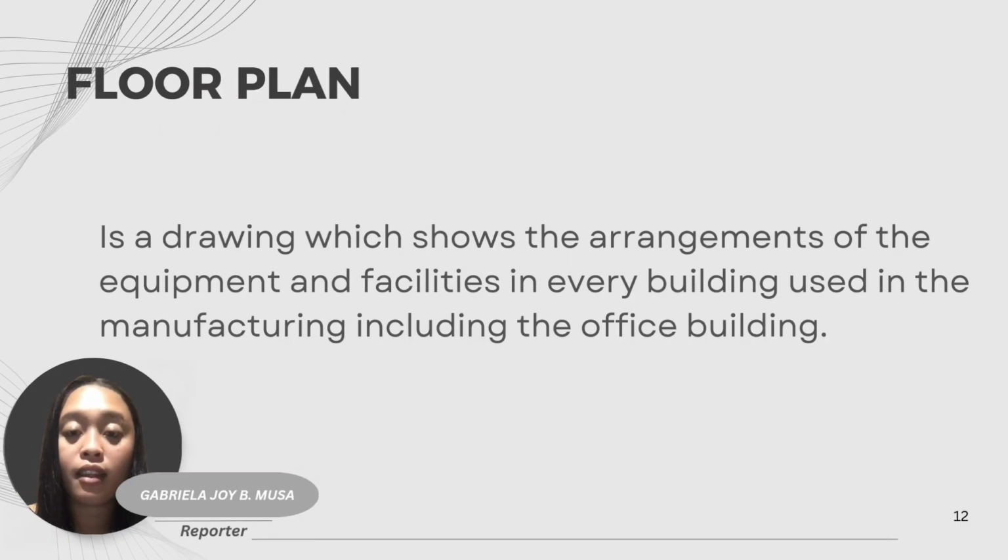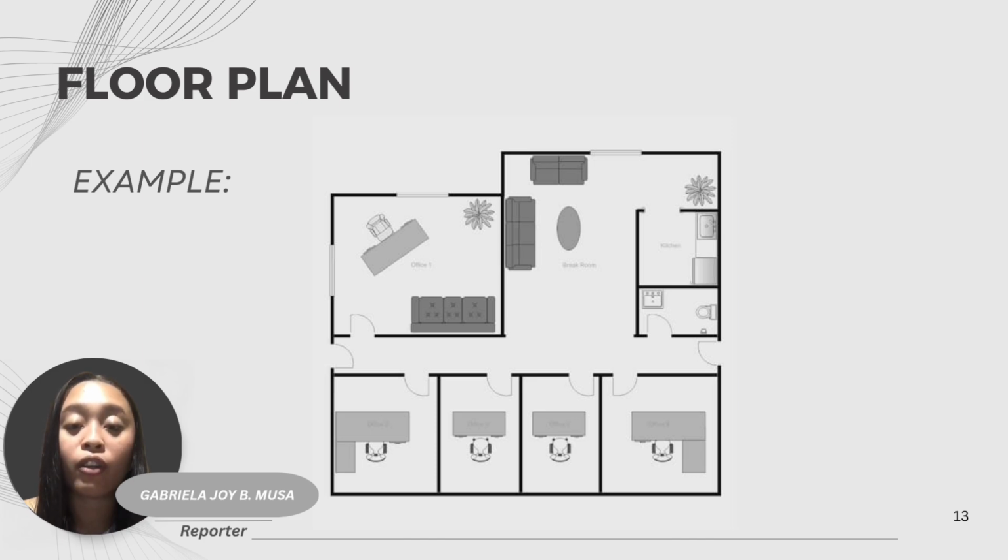So next is the floor plan. When we say floor plan, it is a drawing that shows the arrangement of equipment, machinery, and facilities inside all buildings used for manufacturing, including office spaces. It visually represents where everything is located to optimize workflow, space, and efficiency within the plant.